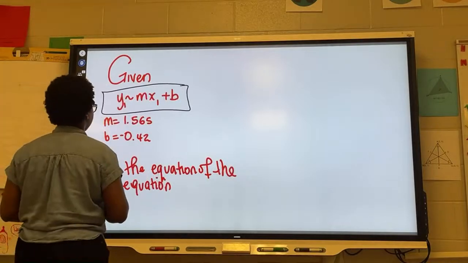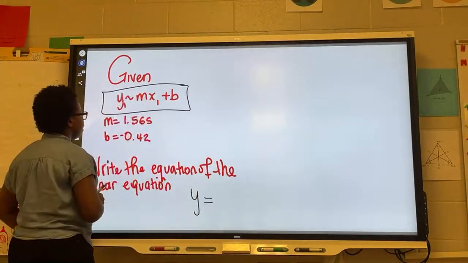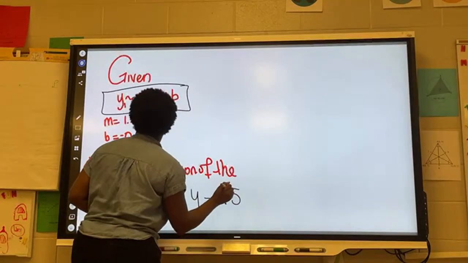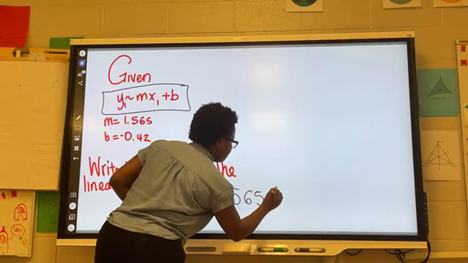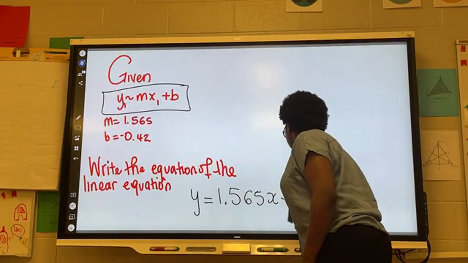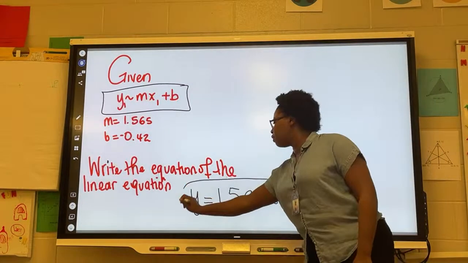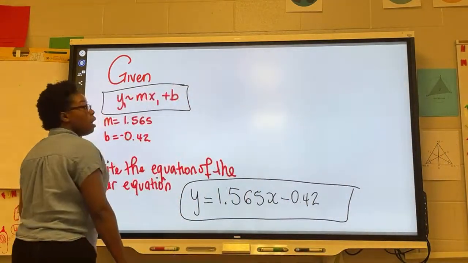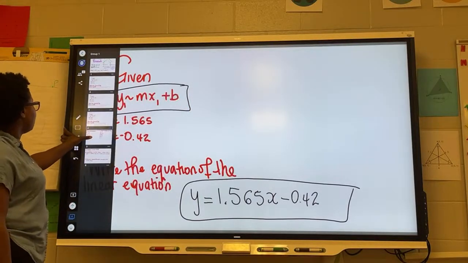So the equation is y is equal to, okay, it's going to be m. The value of m is 1.56. So you see m, you put 1.56. The variable, you rewrite it because it's independent. And the b value is -0.42. So you're going to have -0.42. And there we go for the equation of our line in the form y equal mx plus b. Pretty simple, I would say. All right, so let's move on to the other one.